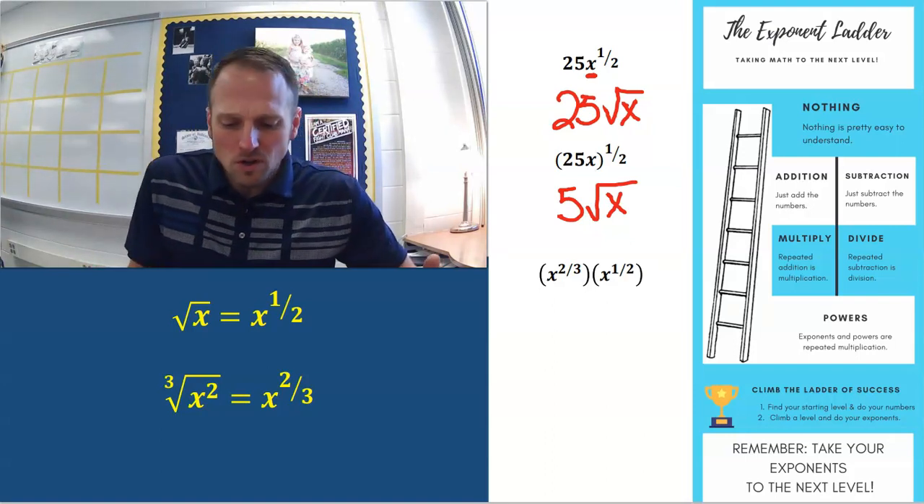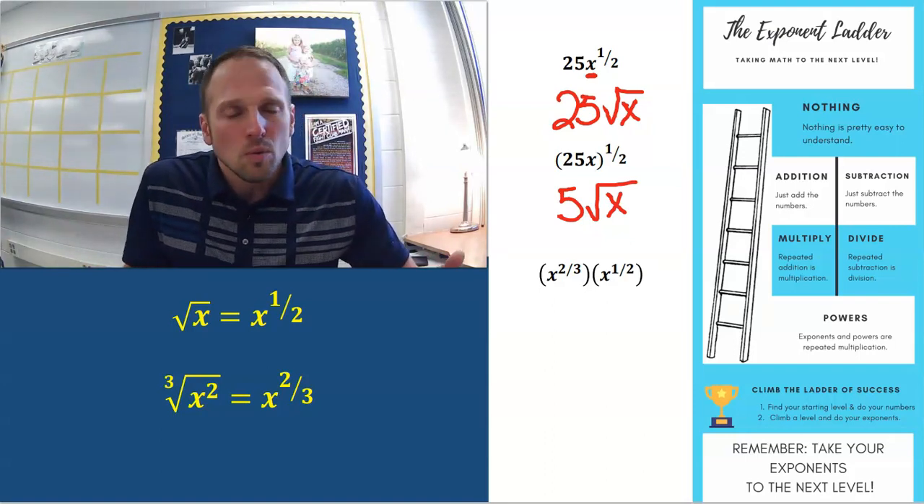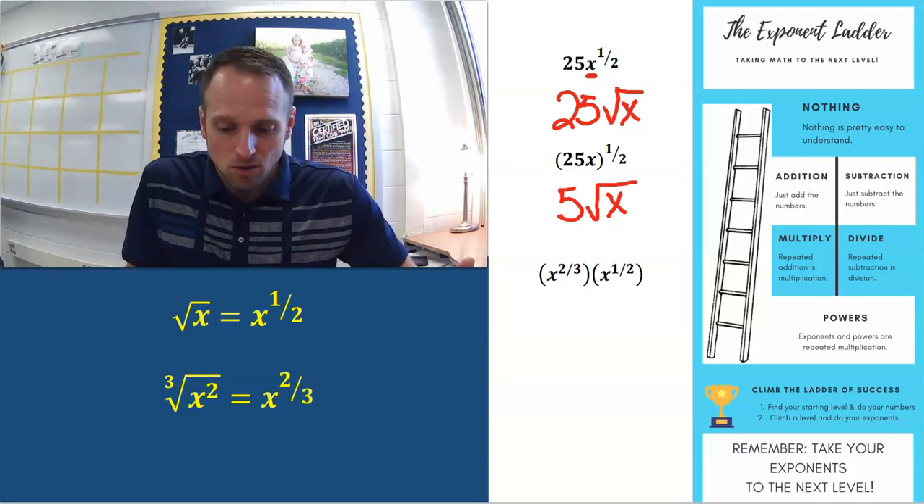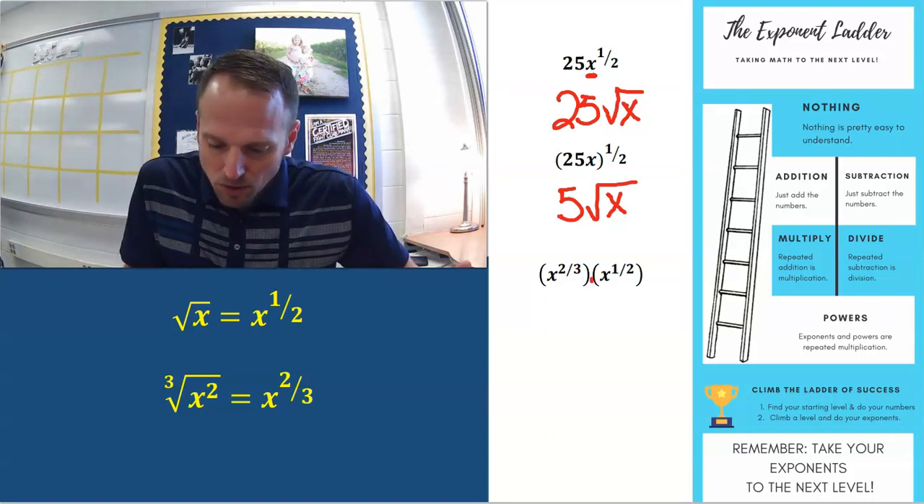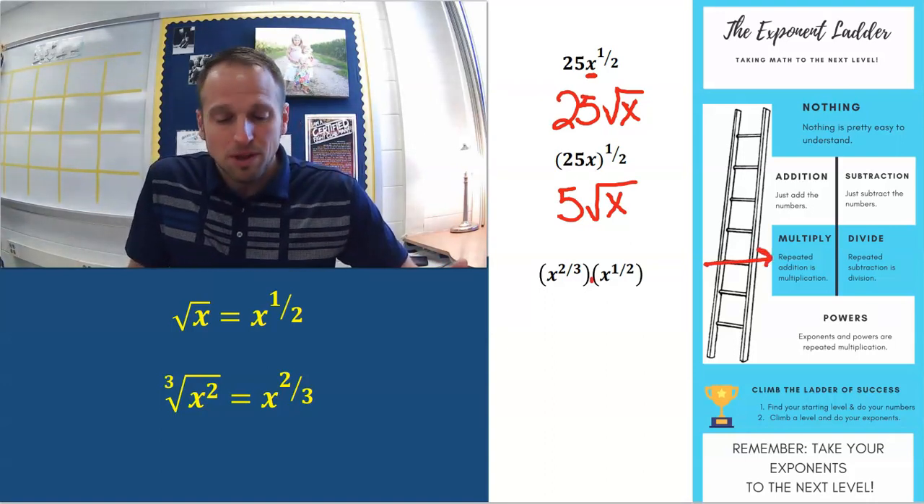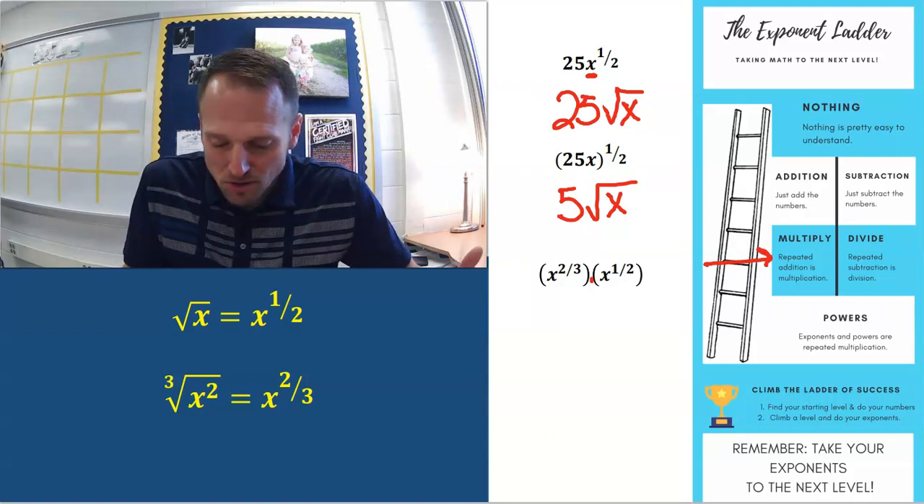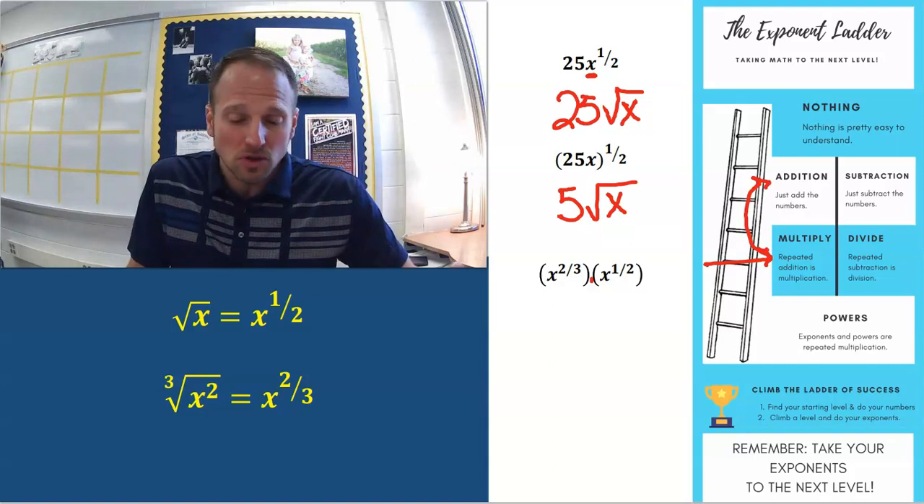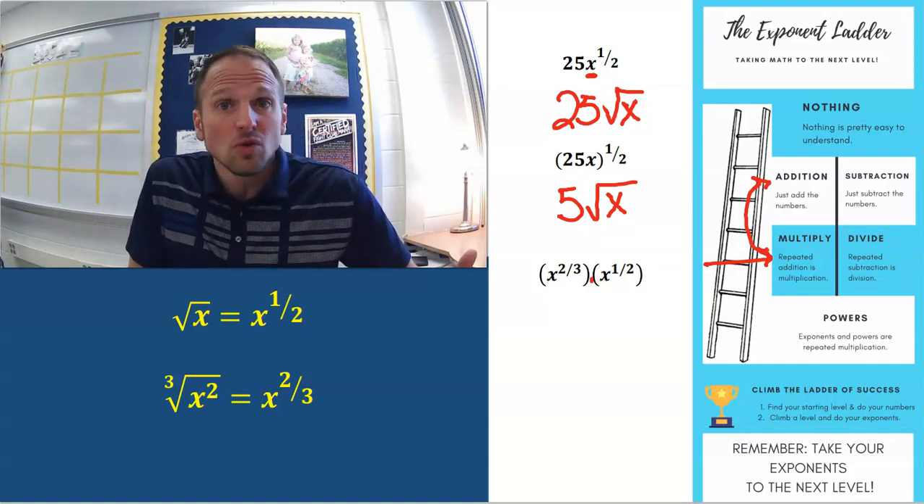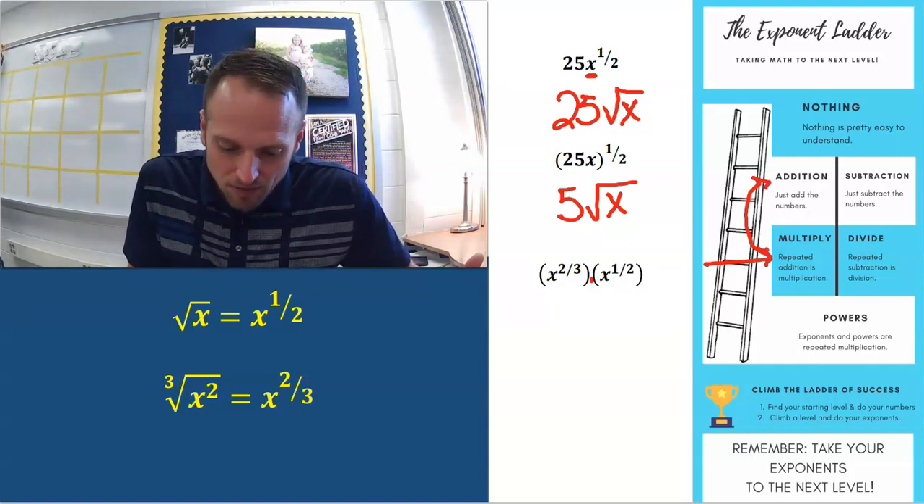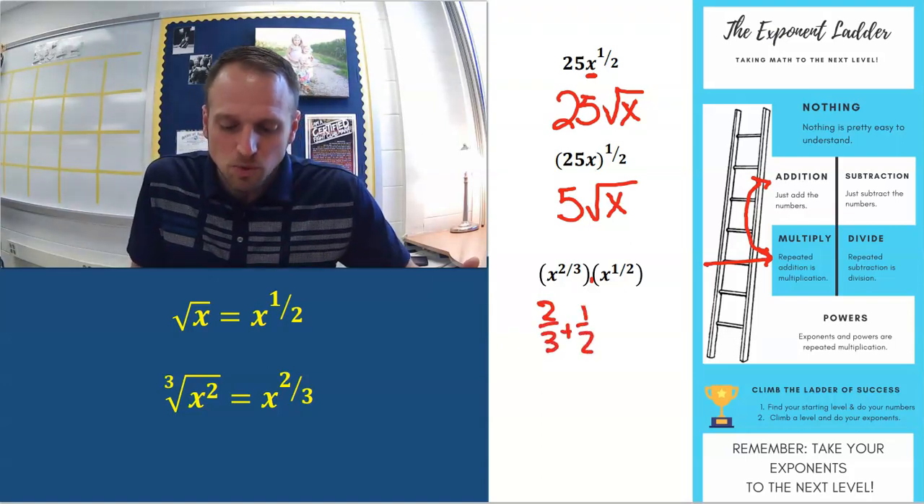Okay, so what are we going to do with this down here? Well, we've been using the exponent ladder the whole time. This is asking us to multiply, right? So we're going to start with multiplying the numbers. There's no coefficients there. And we have to climb a level and do that with the exponents. So all we have to do is take 2/3 plus 1/2, adding those exponents.